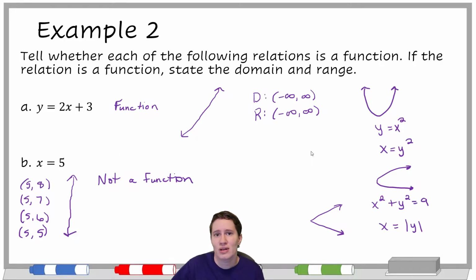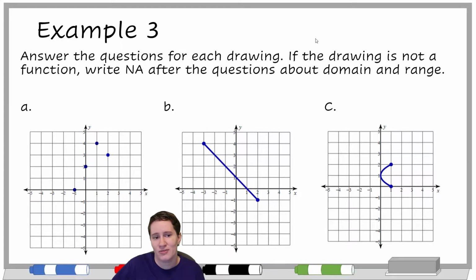Let's look at example 3. We've got some graphs here, and I copied the instructions from the workbook that said answer the questions for each drawing. If the drawing is not a function, write NA after the questions about domain and range. It asks you on each graph: is this a function? What is the domain and what is the range? So now we know.